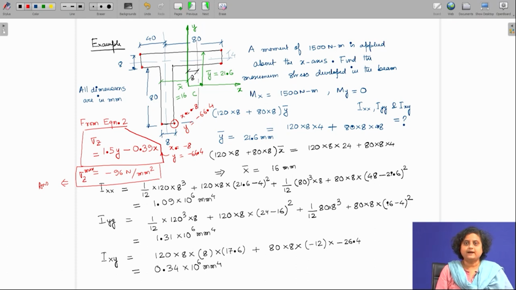Okay. So, to summarize the process, if we need to find out the maximum normal stress in a cross section, we first need to find out the sectional properties about the centroidal axis, and once we find them, we have to substitute in the expression for the normal stress sigma z, and we will get an expression in terms of the coordinates of a particular point, that is x and y. Then we have to substitute the coordinates of that point in that equation, and that will give the value of the normal stress at that point. Thank you.